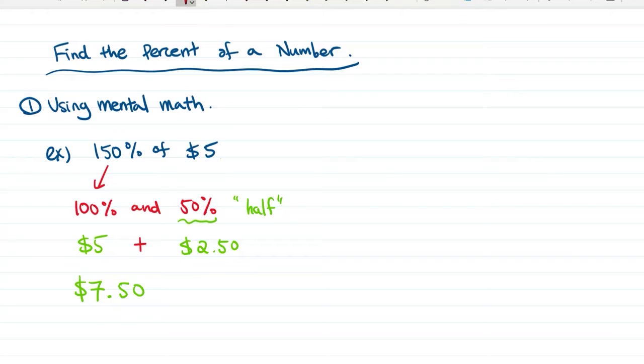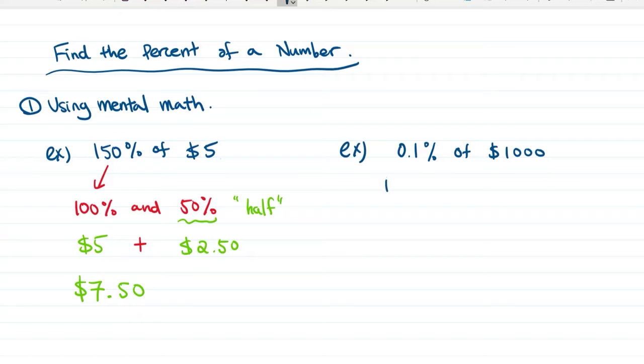So that was pretty simple. We didn't even have to use a calculator and we got the answer. Let's try another one. 0.1% of $1,000. Okay, so in this example, we're going to use a technique which requires dividing by 10.